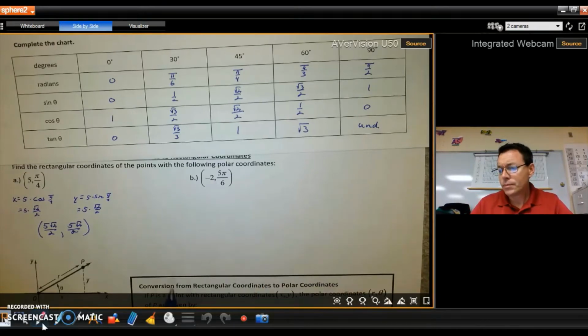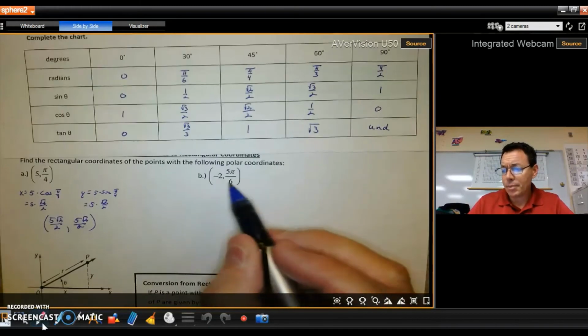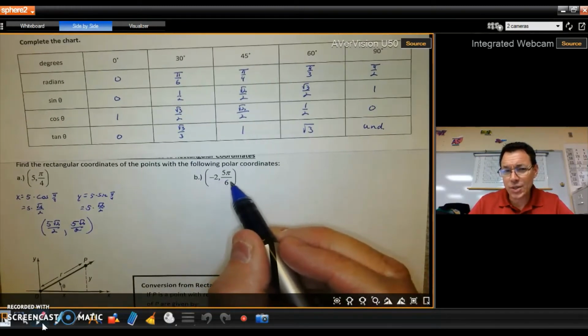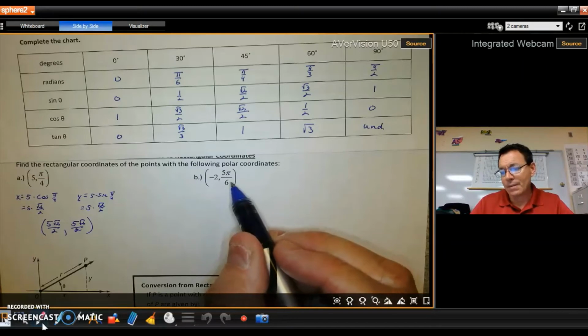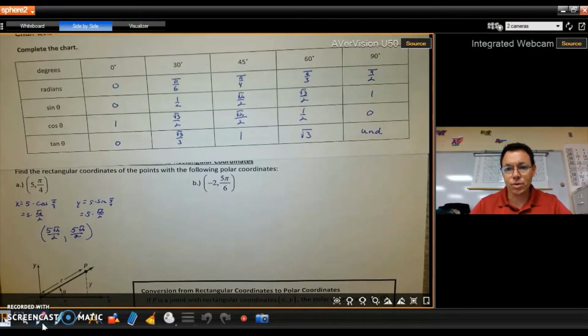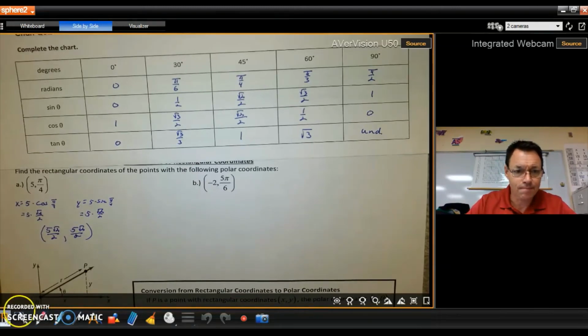Okay, so why don't you try B? Pay attention to the r that I gave you, and also pay attention to the angle. Think about where that is, 5 pi over 6. What quadrant is that in? And make sure when you take either the cosine or the sine of that angle, you do so correctly. I'm going to pause the video. I would ask you to do the same.